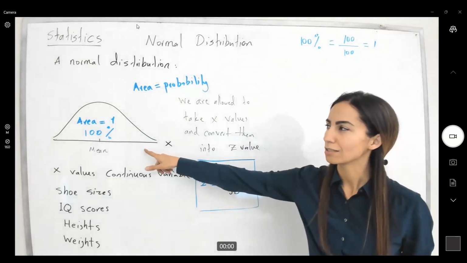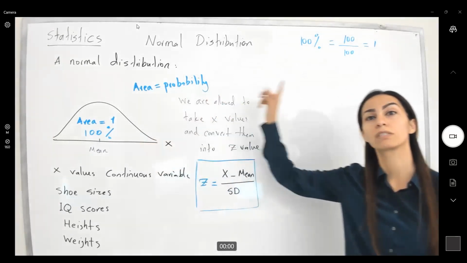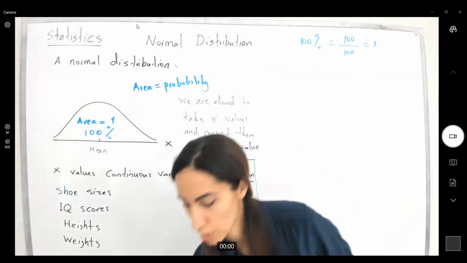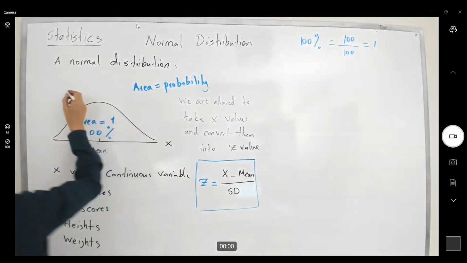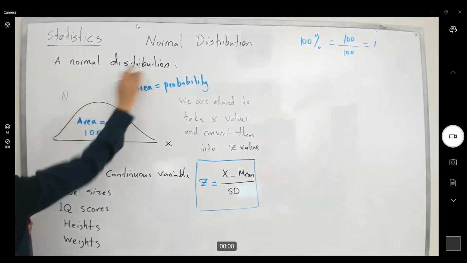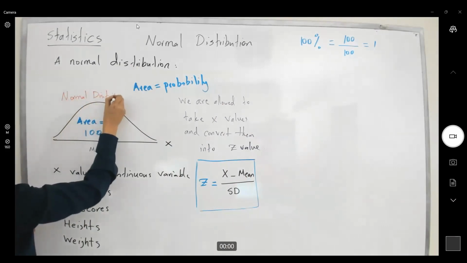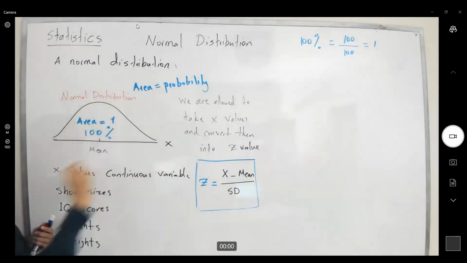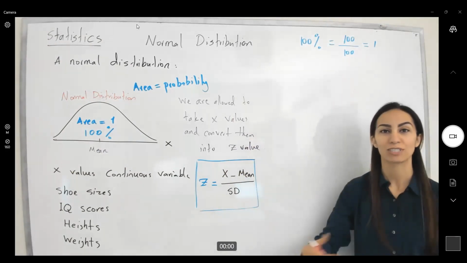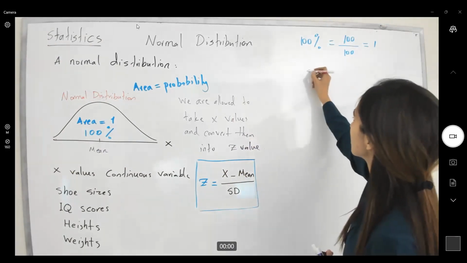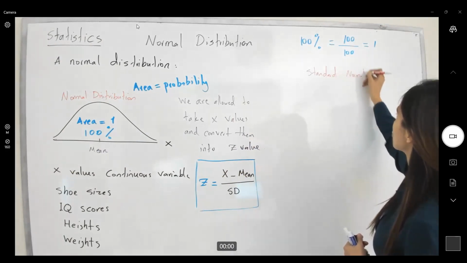This is just a normal distribution. We're going to convert the normal distribution into standard normal distribution. So let me use a different color. I'll write it on the board for you. This is our normal distribution. For X values, we take X values and we convert them all into Z values, and we have a new name, standard normal distribution.